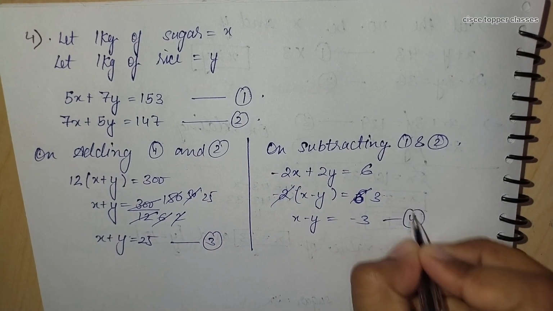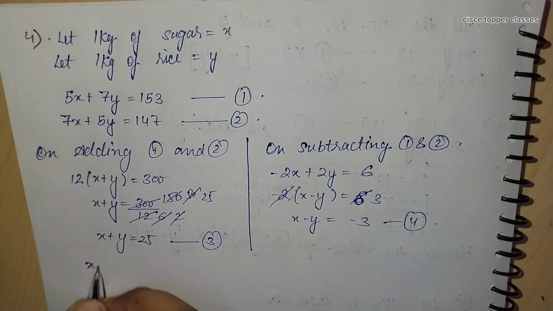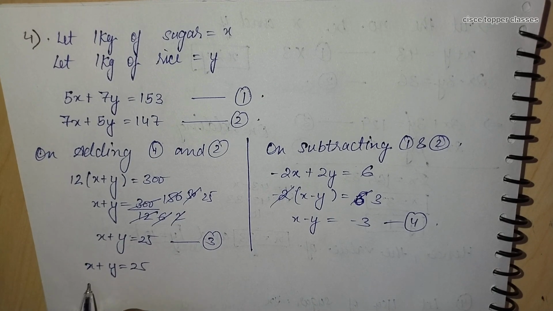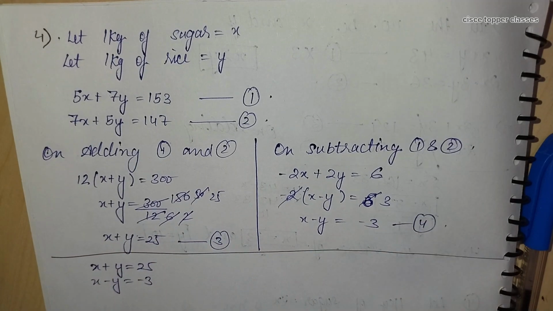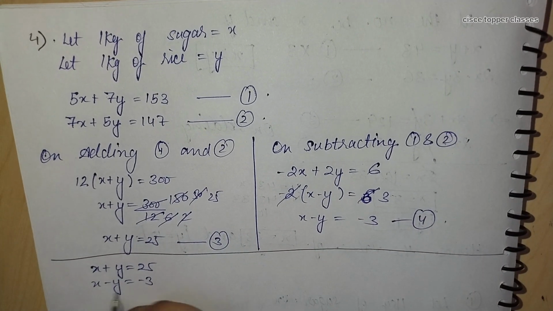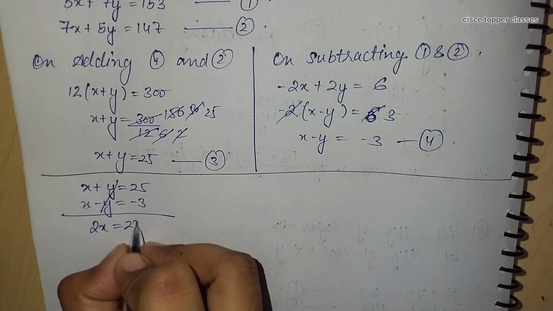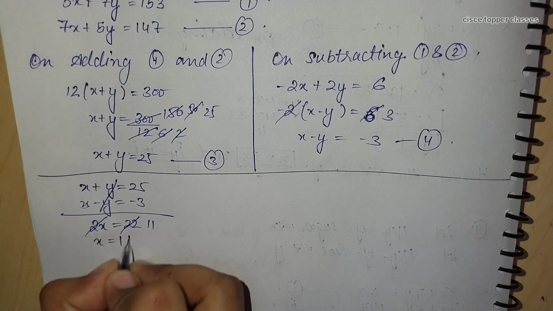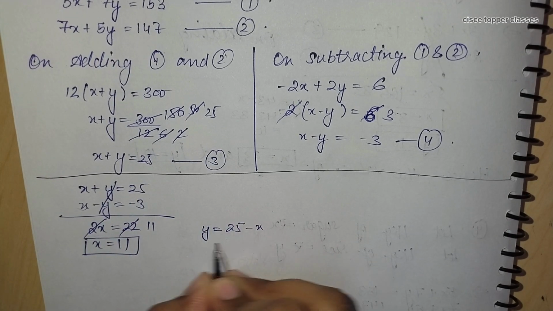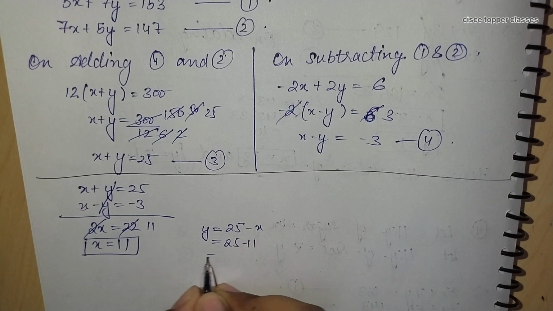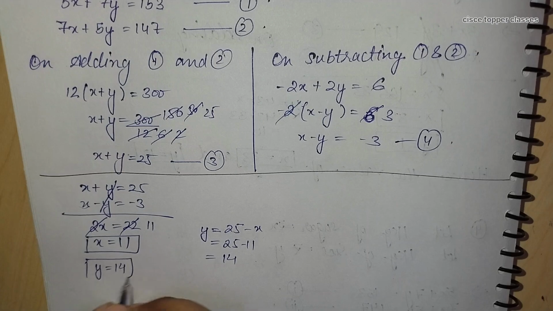Now we can use this fourth equation and third equation to find the value of x and y. So firstly, x plus y equal to 25 and x minus y is equal to minus 3. Here we are going to add these equations. On solving, we will cancel out this y. 2x is equal to 25 minus 3 as 22. So x is equal to 11. By using the value of x, we can find y is equal to 25 minus x, equal to 25 minus 11 as 14. So y is equal to 14.